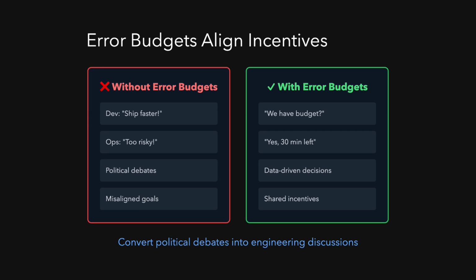Ops want stability, but if they're too conservative and the error budget never gets used, product and leadership start asking, why are we so slow if we have reliability to spare? So they are incentivized to enable velocity.